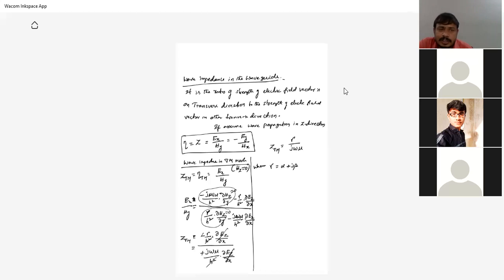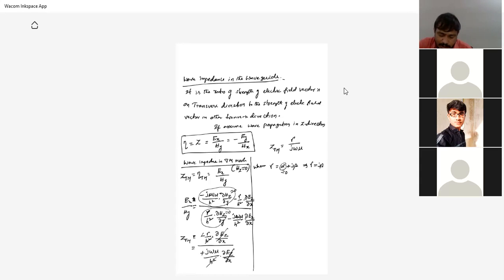I already told these things in our cutoff frequency calculation. Gamma is the propagation constant. For a wave propagating in the waveguide, the attenuation should be 0. Then only the wave is propagating, which means the propagation constant should be an imaginary value. Then only the wave propagates in the rectangular waveguide. That means alpha is equal to 0, so gamma is equal to j beta.